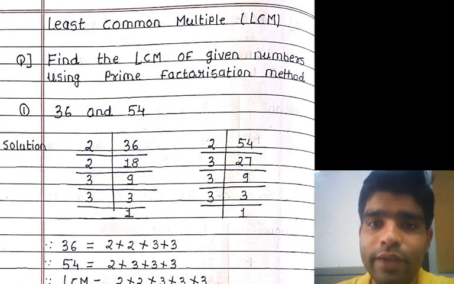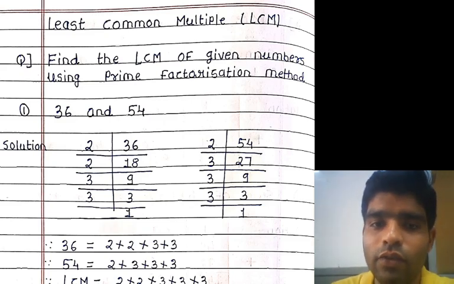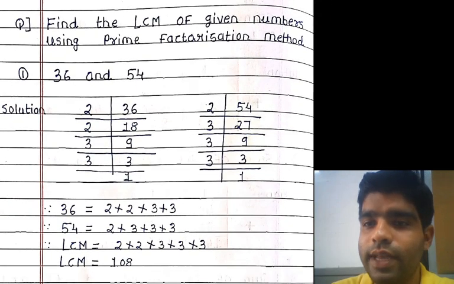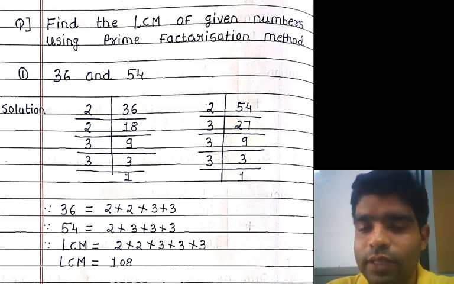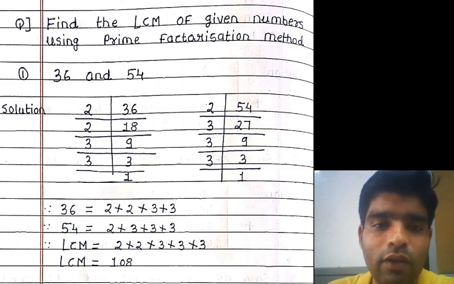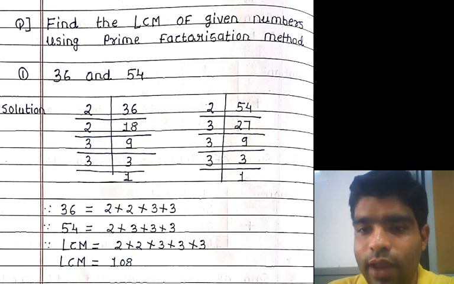Then your question is what? Find the LCM of 36 and 54. So how can we find the LCM of 36 and 54? Now see the example carefully. I already found the multiplication. 36 is equal to 2 multiplied by 2 multiplied by 3 multiplied by 3. And for 54 I already found 2 multiplied by 3 multiplied by 3 multiplied by 3. And find the LCM, the least common multiple.